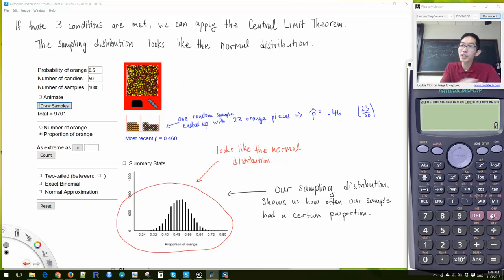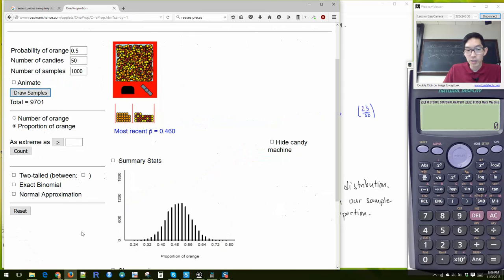In the same way here, it's not like we care about hurting the feelings of our M&Ms or Reese's Pieces, but you can only have 23 pieces or 24. So you can only have 46% or 48%. You can't have something in between. That's why we're getting these vertical bars. But overall, the shape is still very much like the normal distribution. Is that okay?